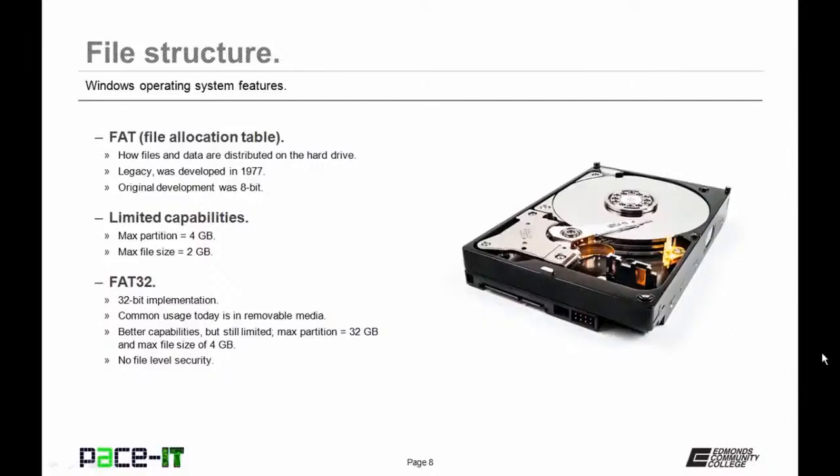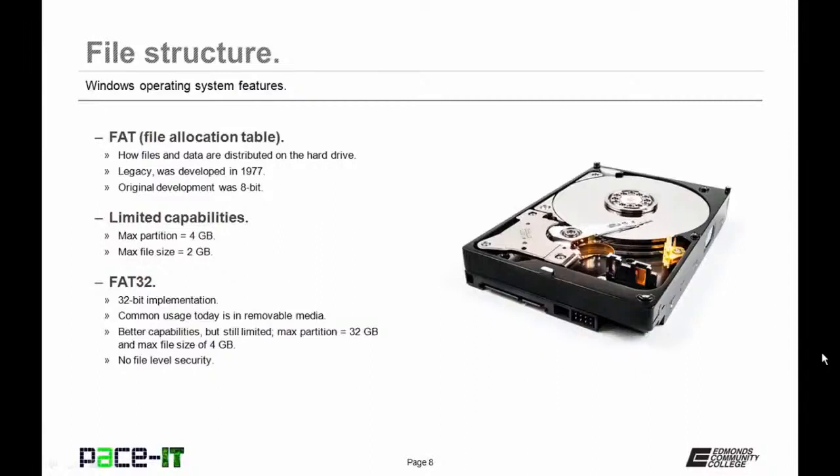FAT32 came along and it was a vast improvement. It's a 32-bit implementation. Its common usage today is in removable media, like USB flash drives and camera memory cards. It had much better capabilities, but it's still limited in its usability. Max partition is 32 gigabytes and a max file size is 4 gigabytes. And it offers no file level security.